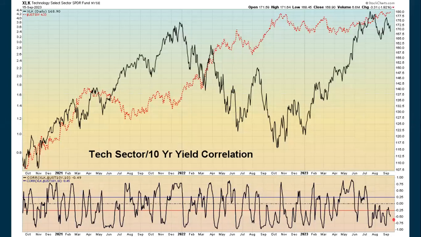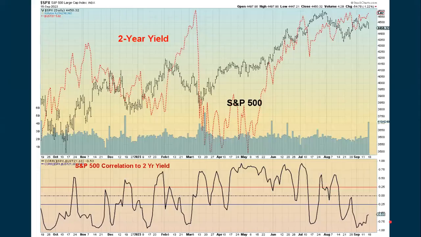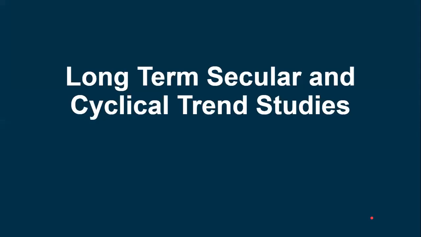The tech sector to interest rates, also, we were getting to a neutral stage here, but they're having a tendency to go in the opposite direction. We compare the S&P to the 2-year yield, also going more in opposite directions. We look at the long-term secular, which can be decades, and cyclical, which typically means years, trend studies.